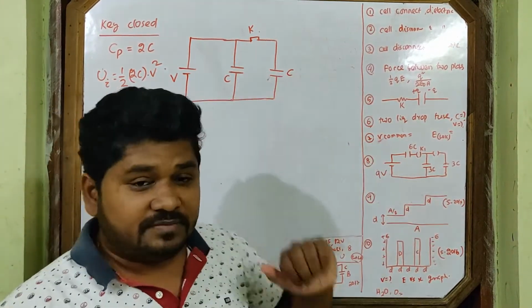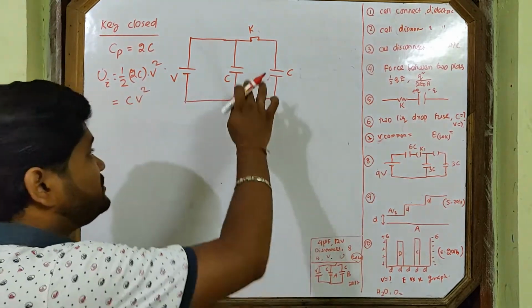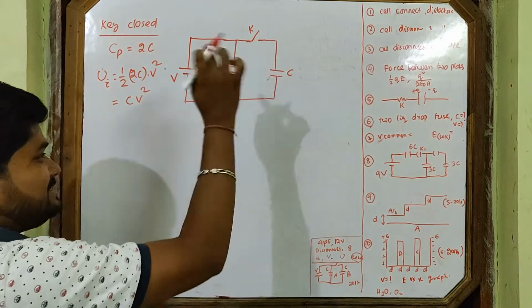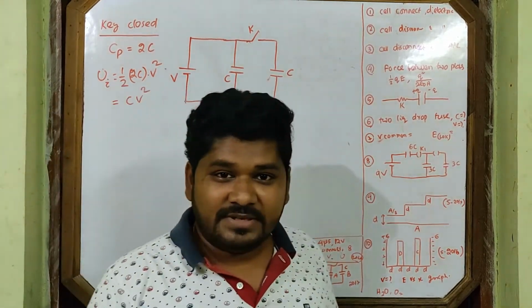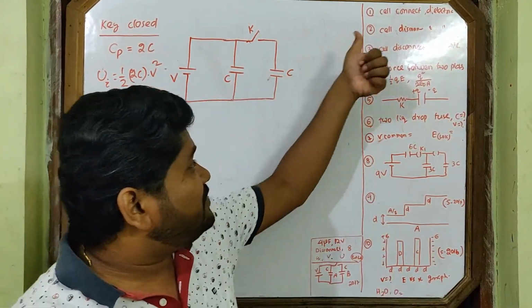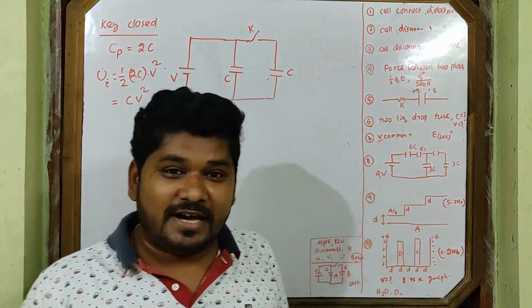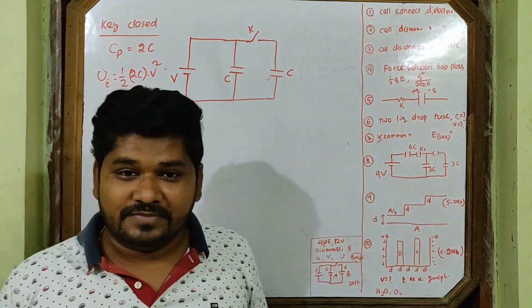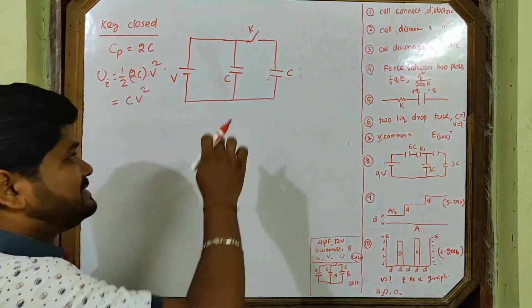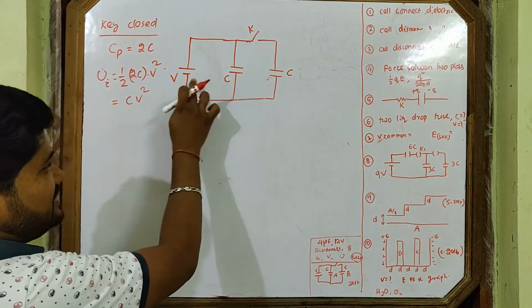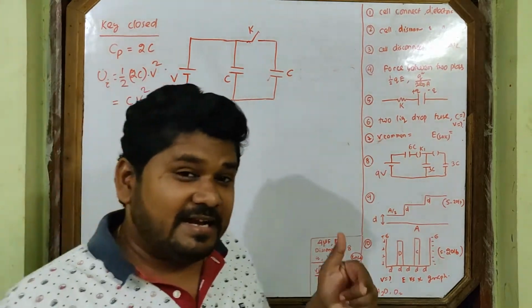Now the key is open. If the key is open, you see what happened? This is disconnected. This is a combo question of 1 and 2; both questions are in one question. Now see. The key is open, which means this one is disconnected but this one is connected, and the dielectric is inserted.